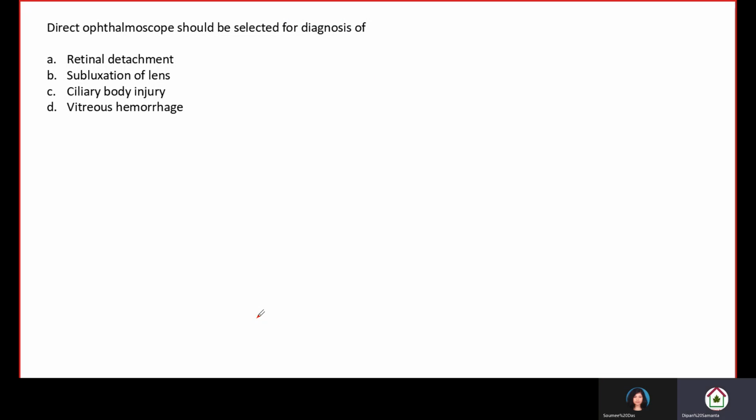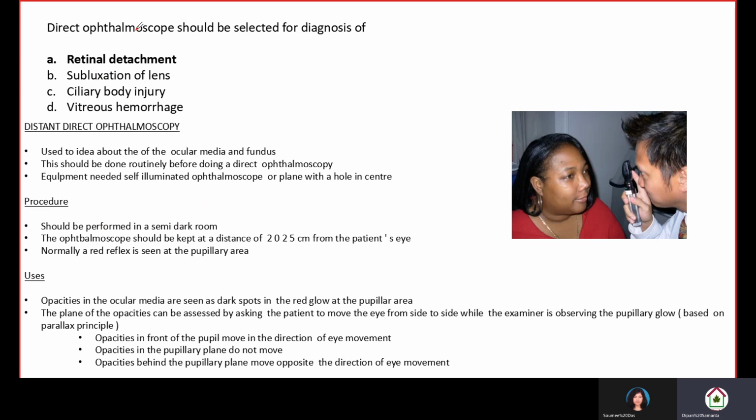Next question is direct ophthalmoscope. Direct ophthalmoscope should be selected for diagnosis of retinal detachment, subluxation of lens, ciliary body injury, or vitreous hemorrhage. So the answer will be retinal detachment. Now, distant direct ophthalmoscopy is used to get an idea about the ocular media and fundus, and should be done routinely before direct ophthalmoscopy.